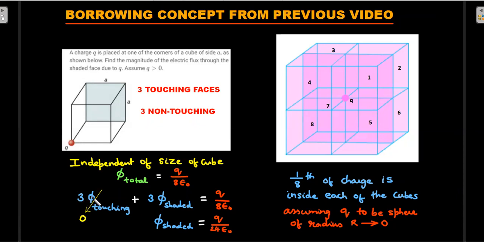Then we realized that for the three touching faces, because the field lines graze that surface, the flux would be 0, and the shaded ones therefore uniformly distribute the value of q by 8 epsilon naught. So each of these shaded regions ends up having a contribution of q by 24 epsilon naught. If you want an elaborate explanation, that previous video, whose link I already shared in the description, please do watch it. Okay, so this was the gist I wanted to take from that video.